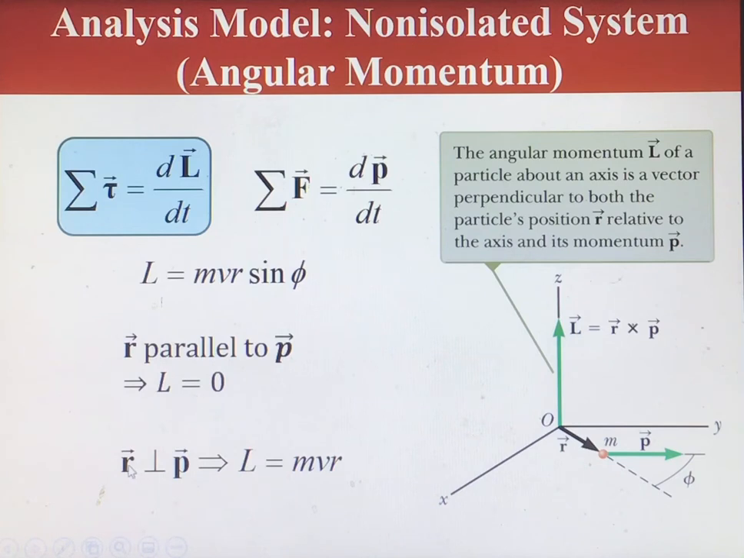Now, when the displacement vector is perpendicular to the momentum vector, the angle between r and p is 90 degrees, and so L is equal to the maximum value, which is m times v times r. When theta equals 90 degrees, sine of theta is equal to 1, and you just get this value for the maximum value of the angular momentum.